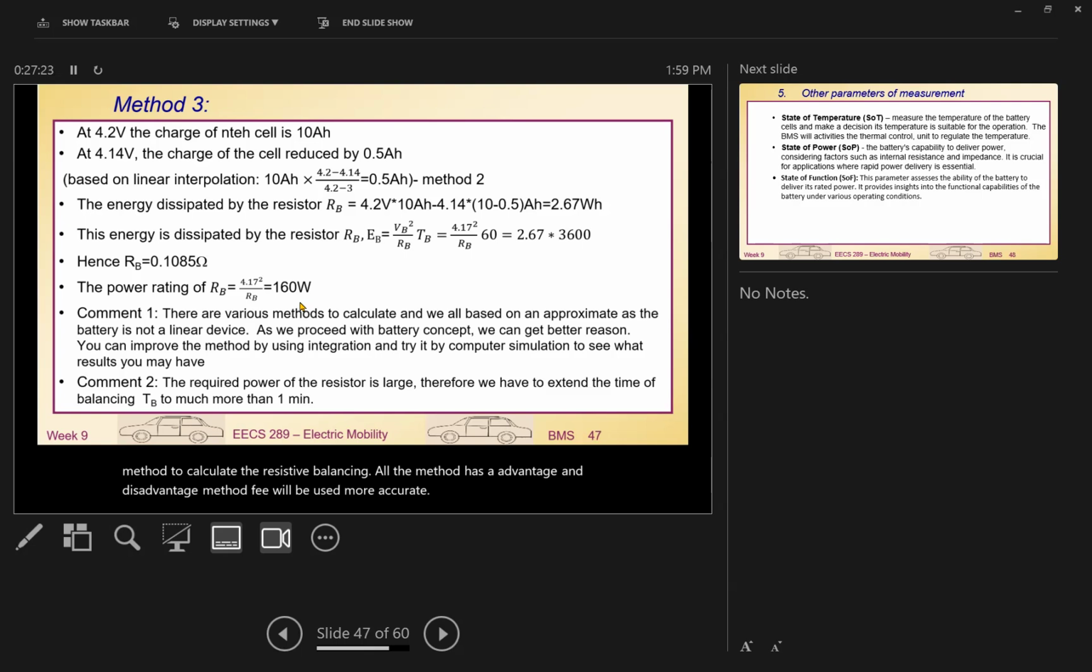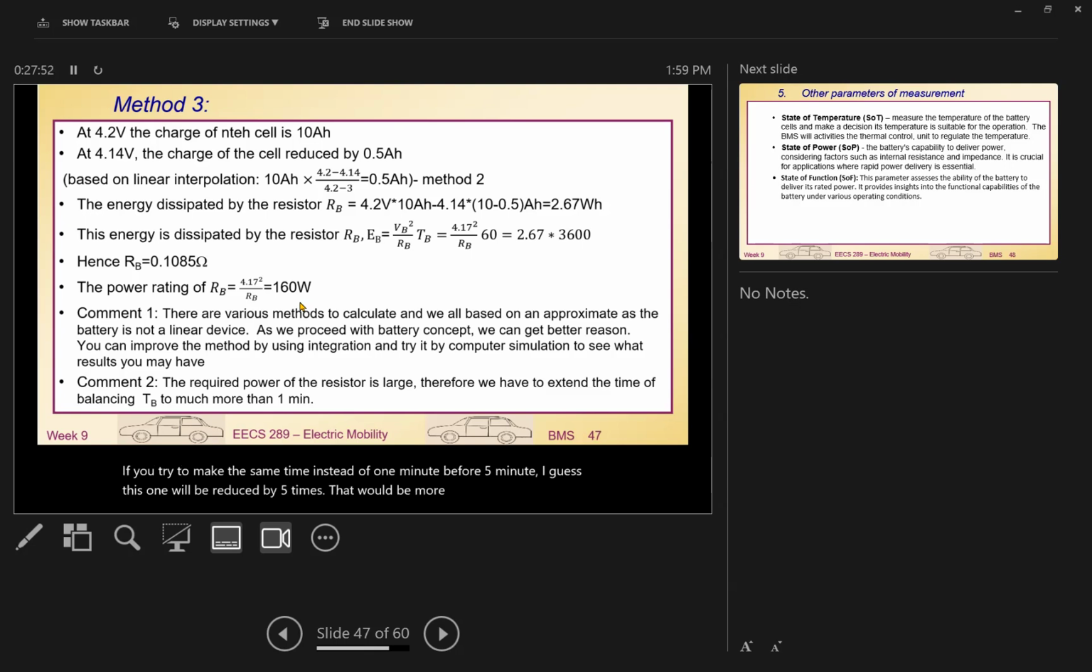And we also see that the discharging time of 1 minute may be far too little. If we can extend 1 minute to 5 minutes, then we can reduce the power rating. Because you see here, 160 watt is quite a big rating. If you make the balancing time 5 minutes instead of 1 minute, I guess this will be reduced by 5 times. That would be more comfortable.